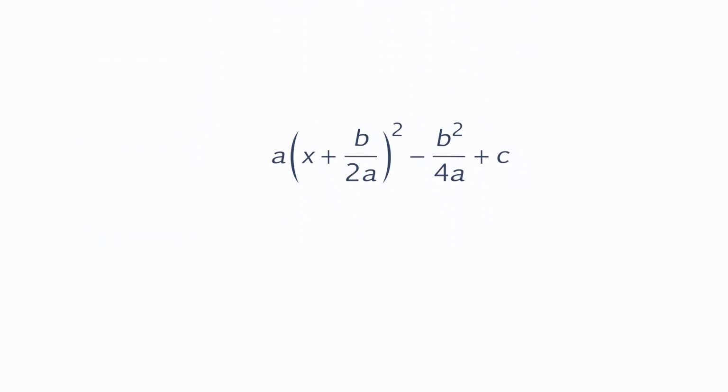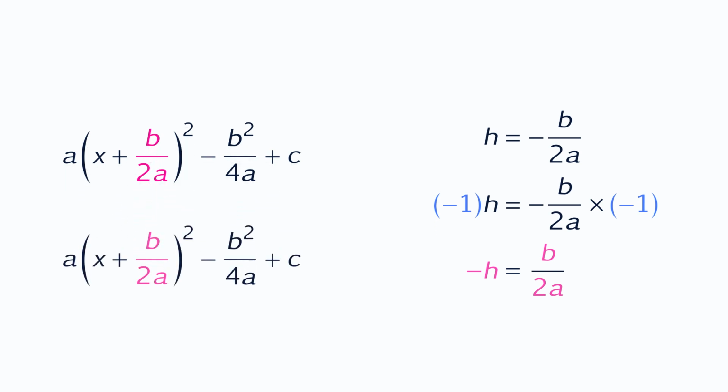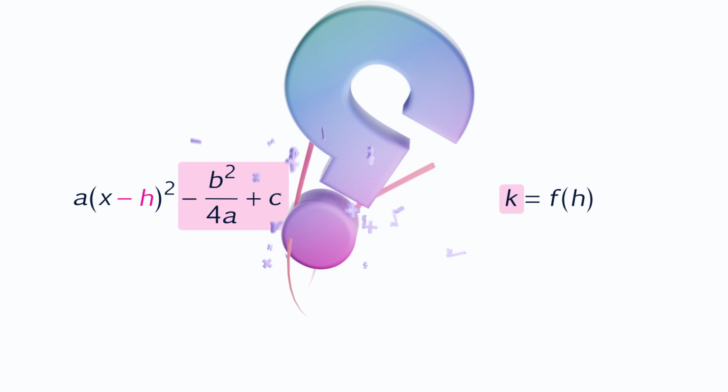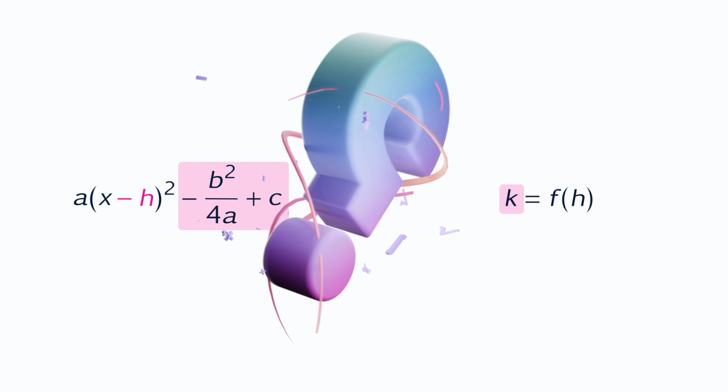Now let's complete the formula by rewriting it to include h and k. Recall that h is equal to minus b over 2a. If you multiply both sides by minus 1, you get minus h equals b over 2a, which means you can replace b over 2a from this pair of parentheses with minus h. So, the parentheses can be written as x minus h squared. But what is the connection between the final terms in the expression and k equals f of h?